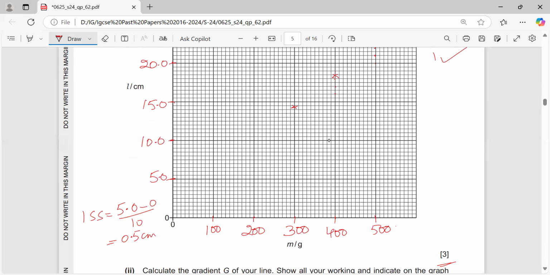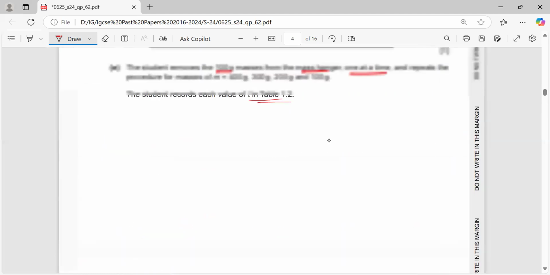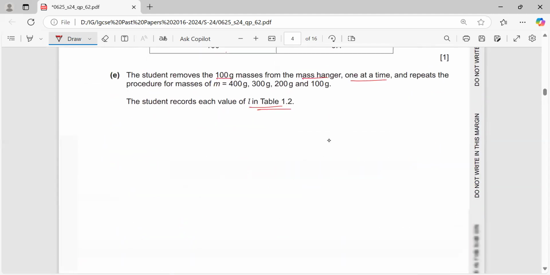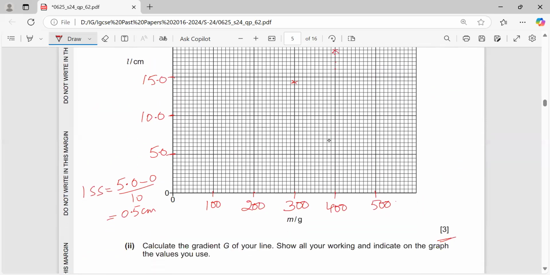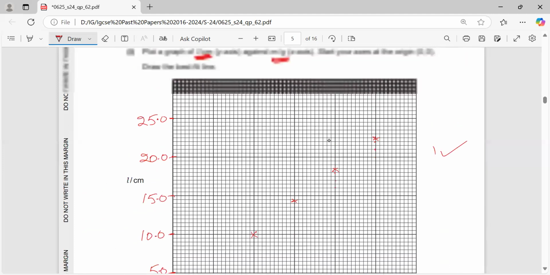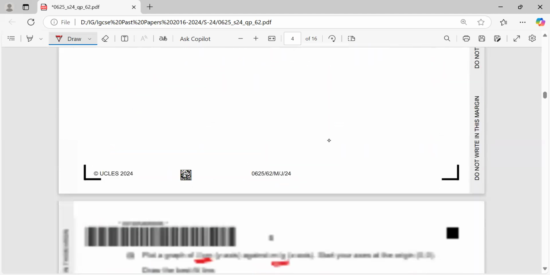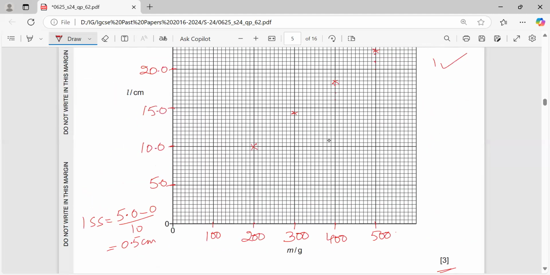Okay, then at 200 it is 10. Then at 100 I think 6.1, almost 6. This is 5, this is 6, almost 6.